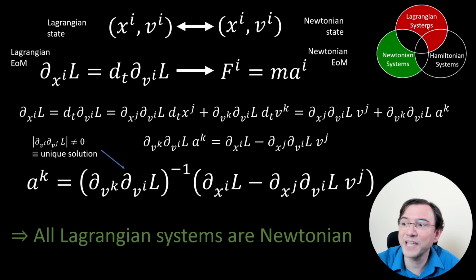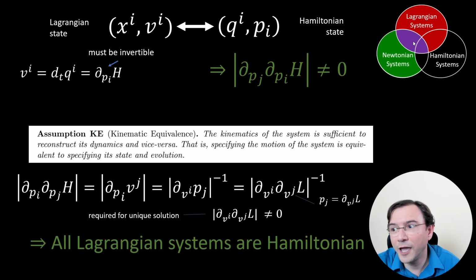So there is nothing here. All the Lagrangian systems are inside here. They're also Newtonian systems. And now we need to understand whether there are systems that are Newtonian but not Hamiltonian, or whether all the Lagrangian systems are both Newtonian and Hamiltonian. This is what we need to figure out.